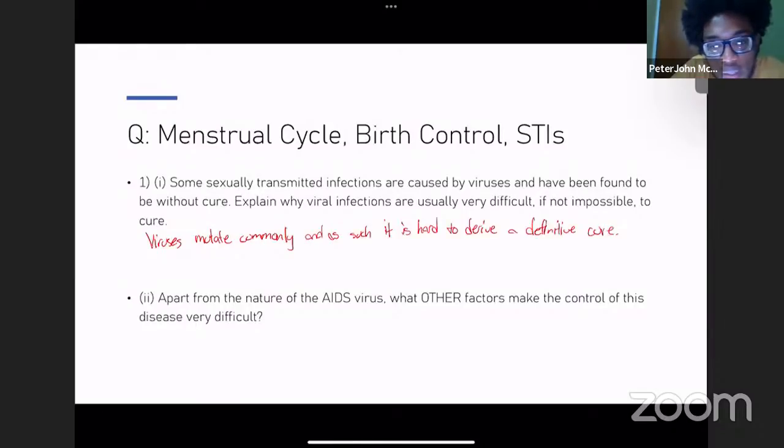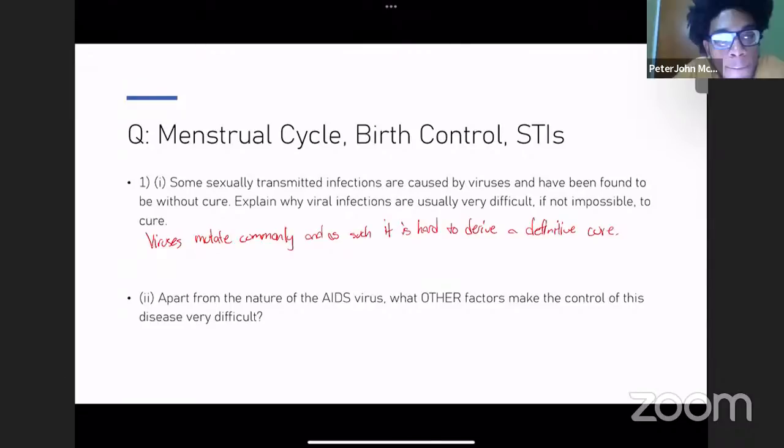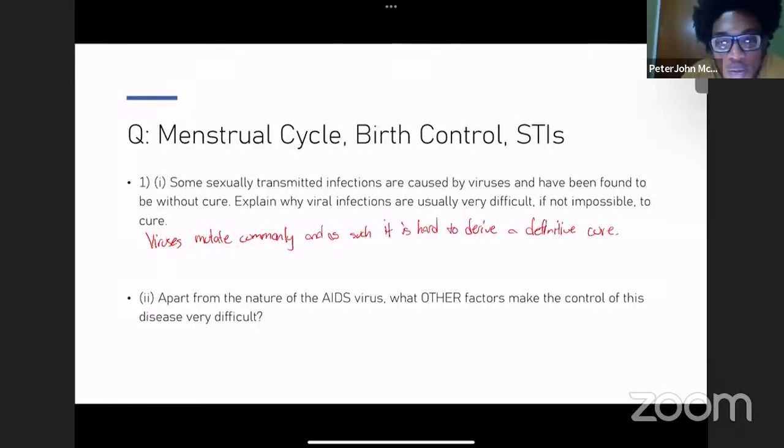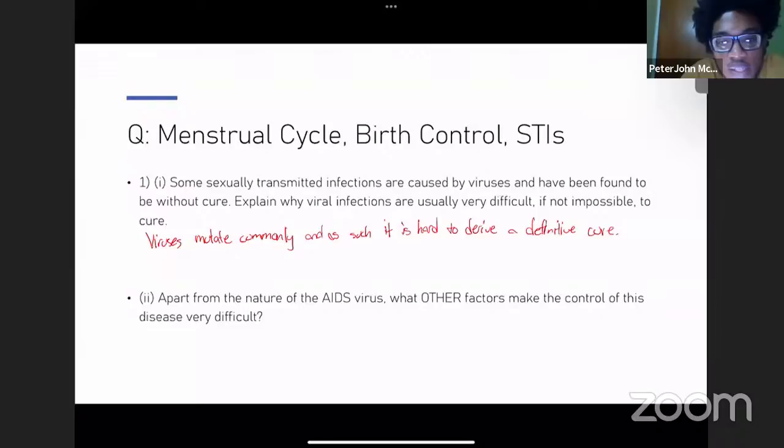Anybody know what the latency period for HIV is? Does anybody know what the latency period for HIV is? It takes 9 years or so. Not so long, 6 years. Give me a range. It's typically a range.